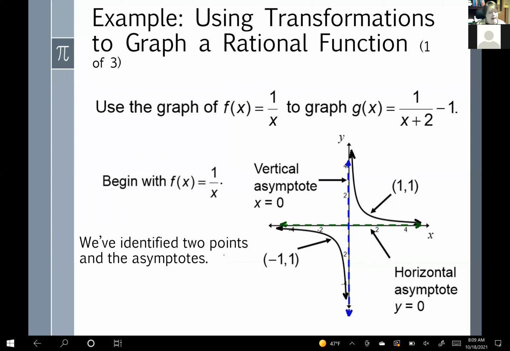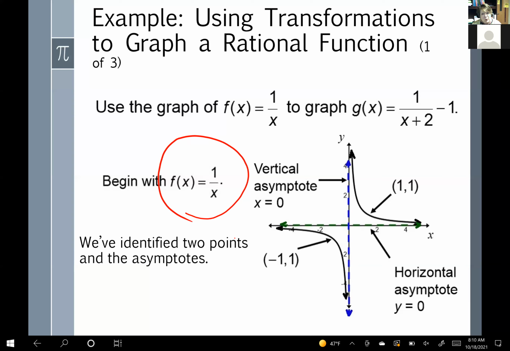So we're going to take this standard rational function and we're going to move it 2 units to the left and 1 unit down. And it moves everything, including the asymptotes. So if you move this function 2 units to the left, that vertical asymptote at x equals 0 gets moved to x equals -2. And that should make sense to you looking at the function. You can say that x can't equal -2. Can't do that. So it moves the vertical asymptote to -2.